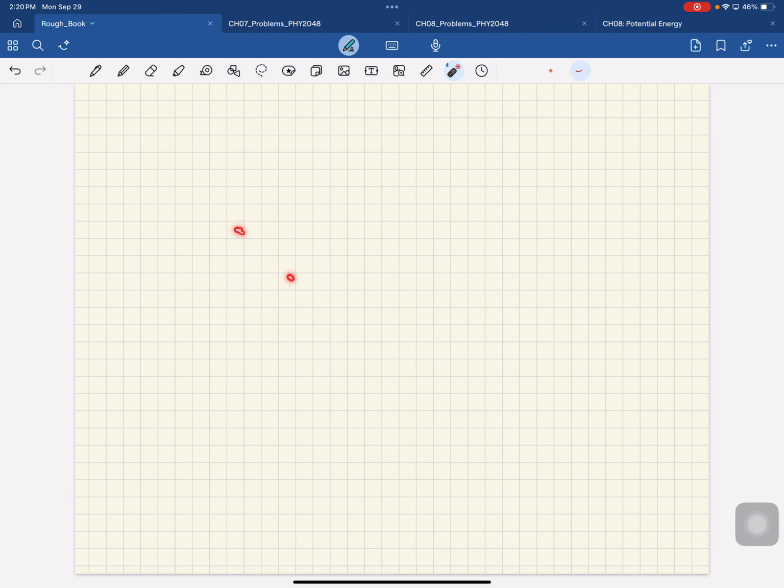Okay, let's do a potential energy. Let's say I'm going to make up potential energy functions here. I'll just make up some numbers. This is 100 joules, 101 joules.